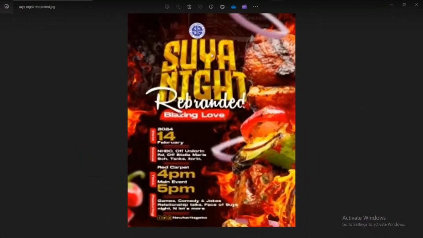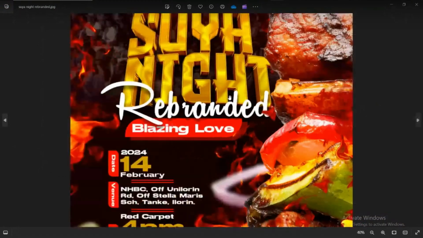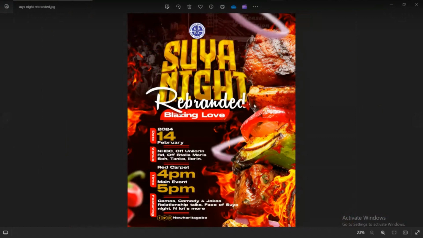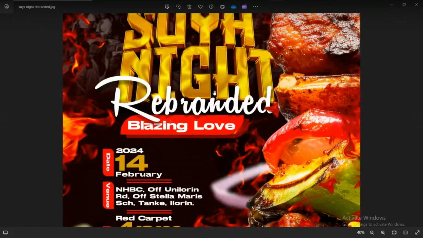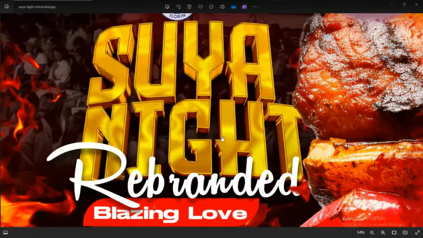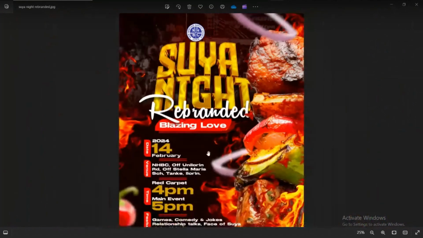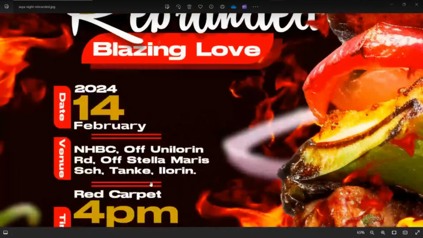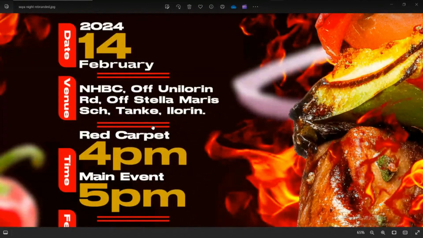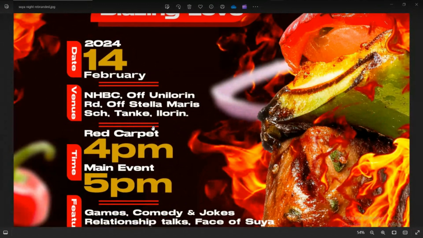When you see this flyer now, we've talked about the principle of empathy and all of this stuff. You notice that the Suya Night is having a different size from the rebranded. Now, the Suya Night rebranded is having a different size from Blazing Love. Do you get? So also, when you check the time and the date, you will see 4 p.m. is having a different size from Red Carpet.